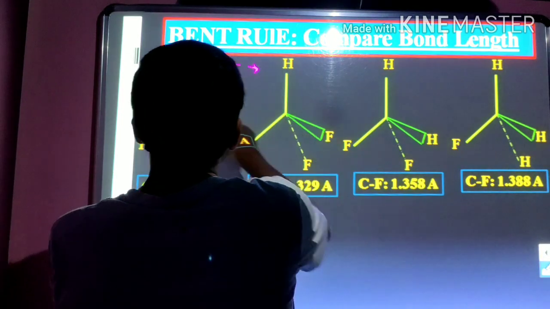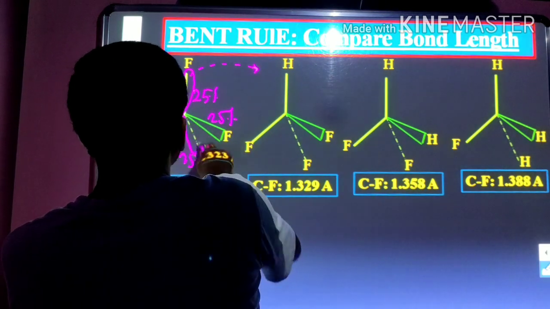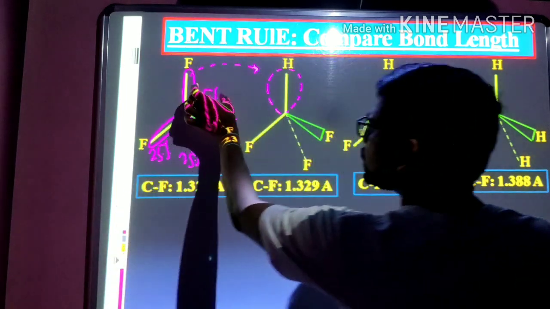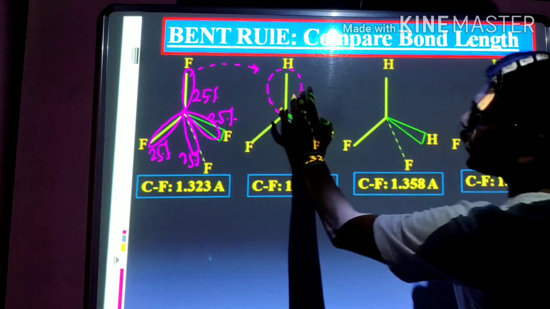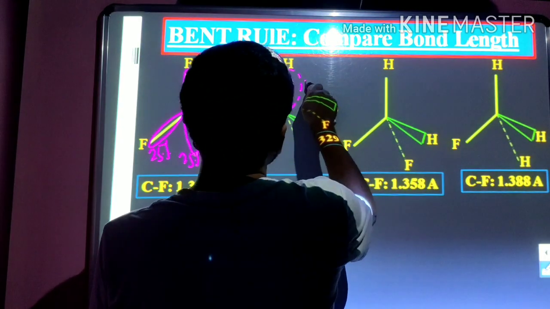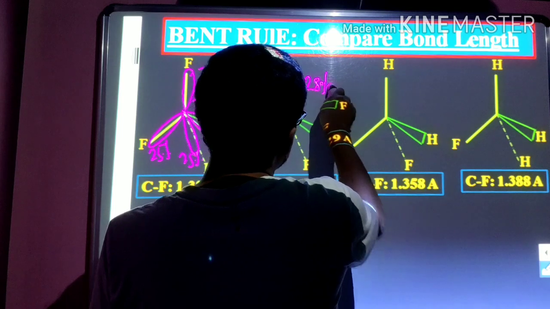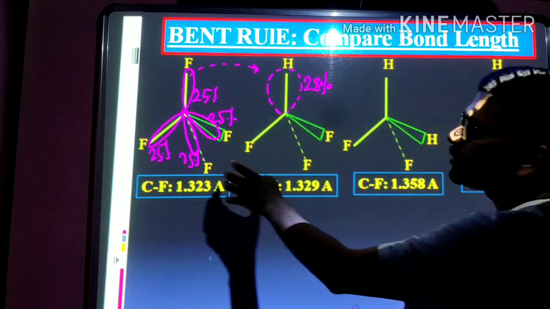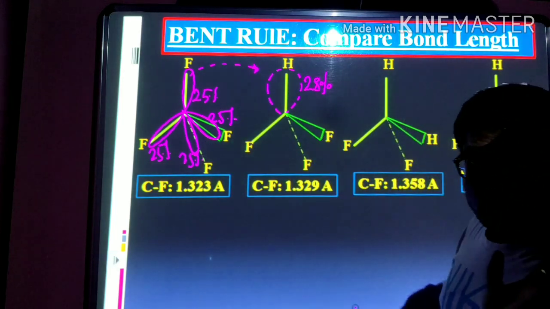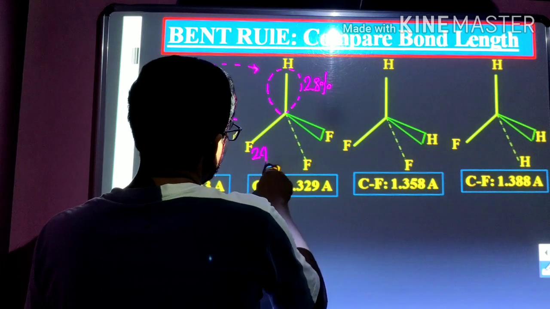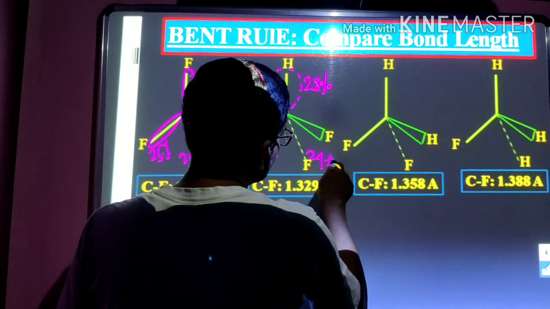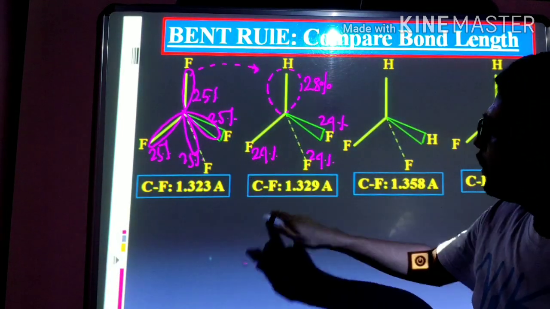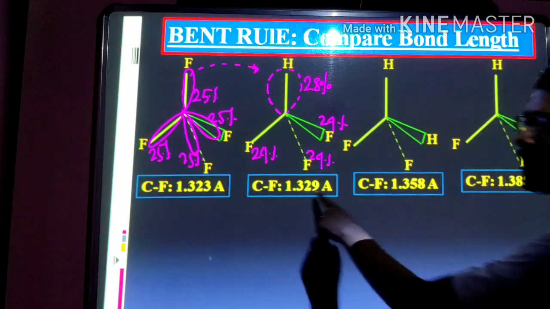If the percentage of S character increases, let me write, what will happen? Say this percentage of S character increases from 25 to 28, a 3% increase, so 28%. Whatever it increased here, exactly that 3% will decrease here. So here S character will be 24%. Percentage of S character decreases, so bond length will increase.